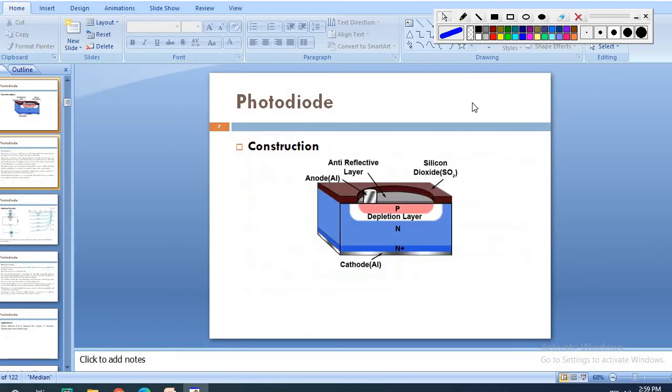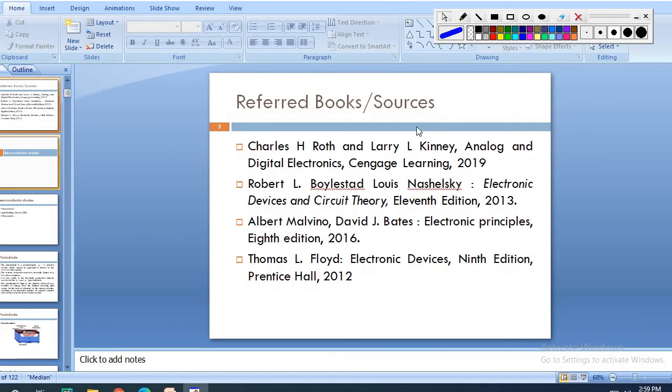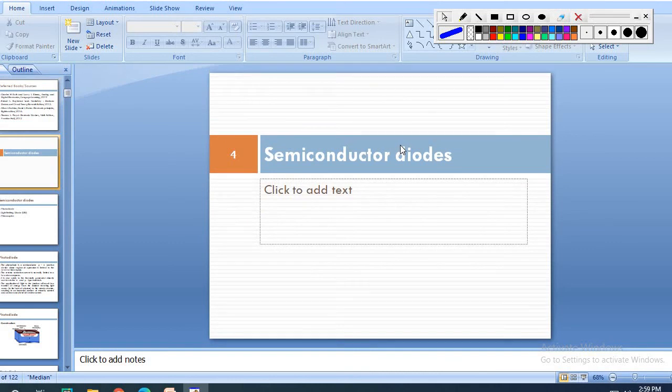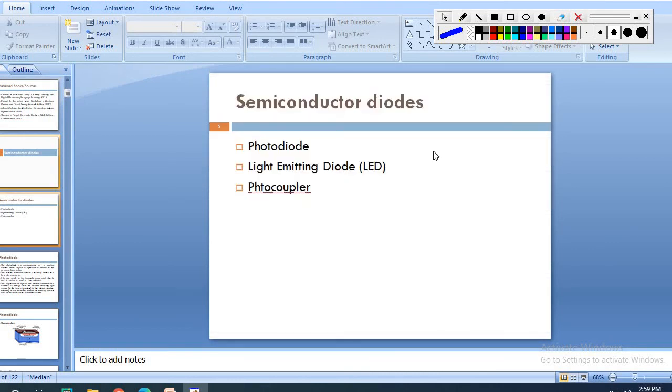What we discussed today is initially the semiconductor diodes. In that, the photodiode, light emitting diode and photocoupler. Before going to the photodiode, we went through the basic concepts of diodes and how exactly it works when it is in forward bias and when it is in reverse bias. You all know the concept of the PN junction diode.